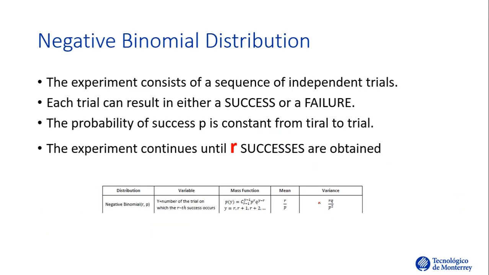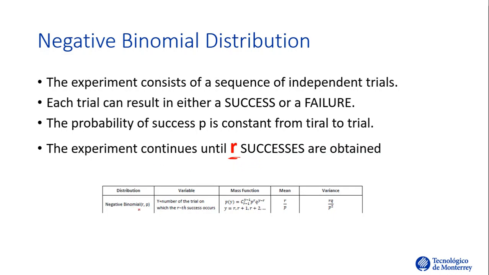A similar distribution to this one is the negative binomial distribution. Look carefully how the description of this distribution says there is an experiment that consists of a sequence of independent trials, just as the geometric one. Each trial can result in either a success or a failure. Again, each trial is a little Bernoulli experiment. The probability of success P is constant from trial to trial. In other words, they are exactly the same conditions as in the geometric distribution. The only thing that changes is this letter that is in red. The experiment continues until R successes are obtained. What this is telling us is that the geometric distribution is a special case of the negative binomial. In the negative binomial, you can repeat the experiment until several successes are found, instead of just one.